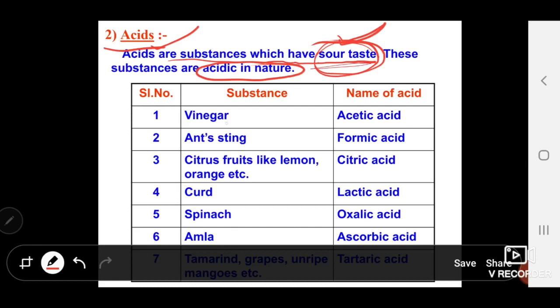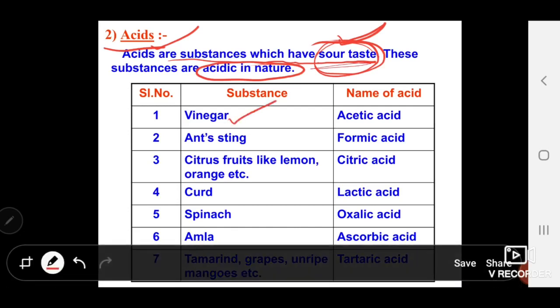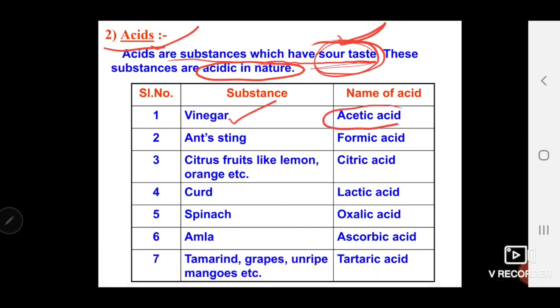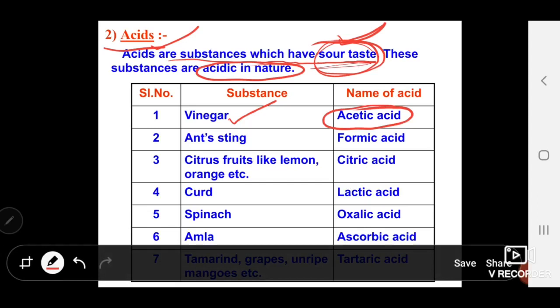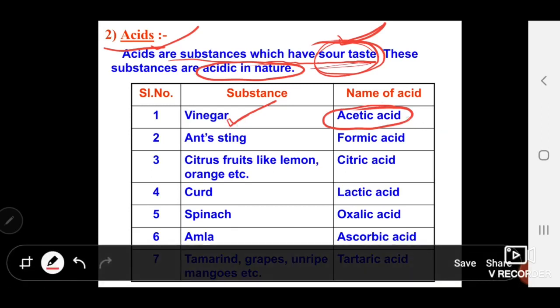The first variety is vinegar. Previously I taught you that vinegar is used to preserve food, that means to avoid the spoilage of food. The kind of acid present in vinegar is acetic acid. This is very, very important, because in your further classes also you will study all these concepts. So keep in mind, vinegar contains a kind of acid called acetic acid.